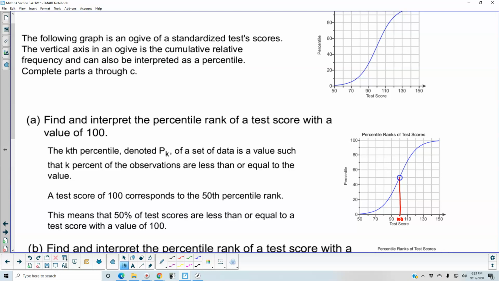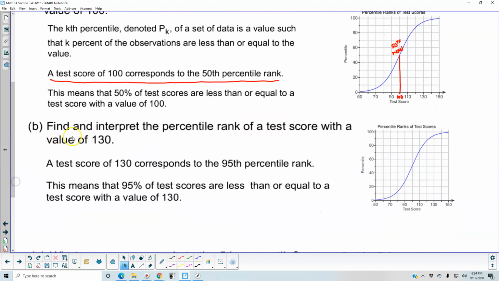Now recall that the kth percentile, denoted P subscript K, of a set of data is a value such that K% of the observations are less than or equal to the value. Now, the test score of 100 corresponds to the 50th percentile rank. The reason why this is the 50th percentile is because this is the middle number, so this represents the mean. And so therefore, this means that 50% of test scores are less than or equal to a test score with a value of 100.